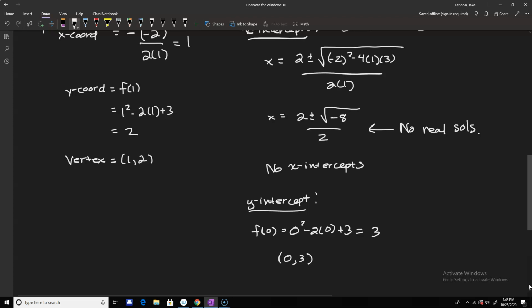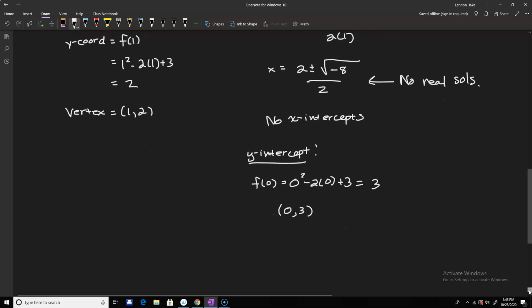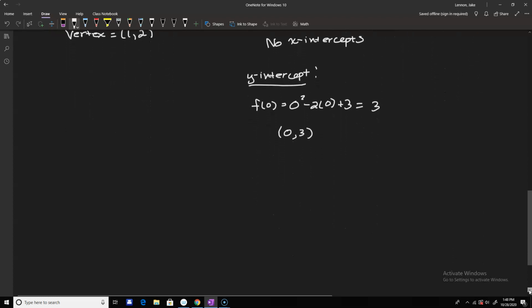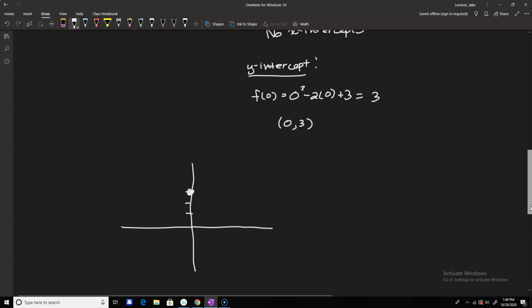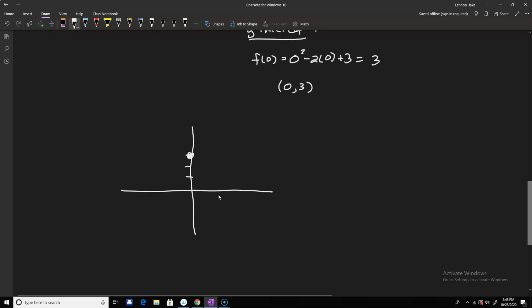So now we can actually go ahead and graph this thing. The graph would look like this: we have our y-intercept that we just found, which is at 0, 3. And then we have our vertex, which is at 1, 2.